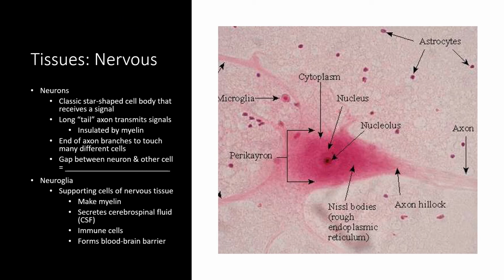Interestingly, though, neurons don't directly touch other neurons. You kind of talk about them as if they do, but in reality they don't. There's a little space between the end of one neuron and the beginning of the next neuron, and that gap is called a synapse.